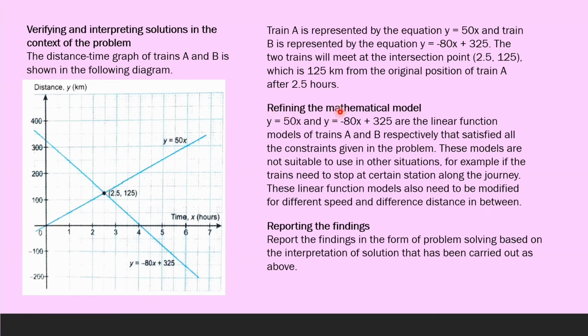Step number 5 is refining the mathematical model. y = 50x and y = -80x + 325 are the linear function models of train A and B respectively that satisfy all the constraints given in the problem. These models are not suitable to use in other situations. For example, if the train needs to stop at certain stations along the journey, these linear function models also need to be modified for different speeds and different distances in between.